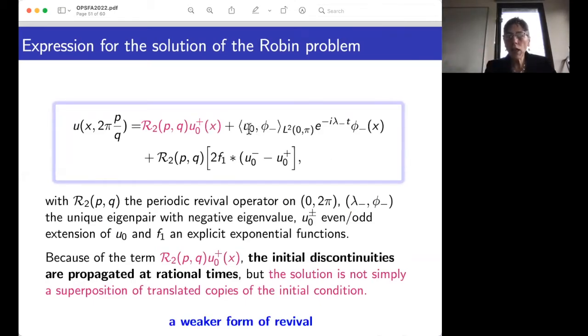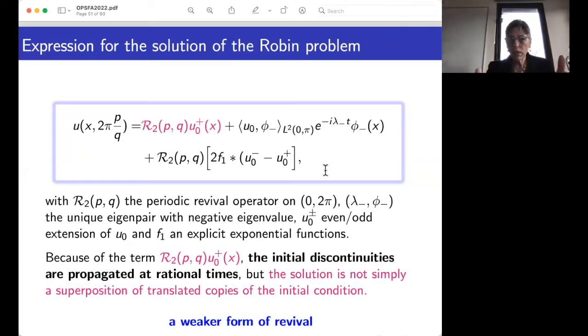But there is also another part of the solution, which is actually a convolution, this part here. And so it's a continuous function. So it's a sum of finite discontinuities plus a continuous function. The solution is not simply a superposition of translated copies of the initial condition, but because of this component, it still propagates the initial discontinuities finitely many times. And we call this weak revival.